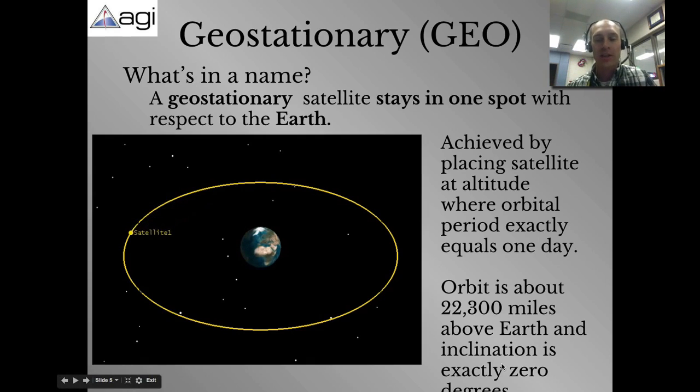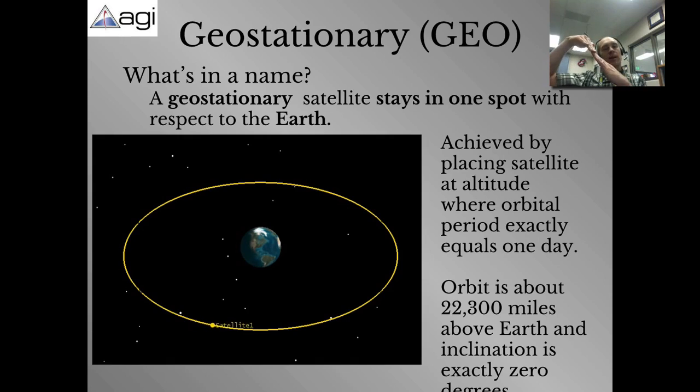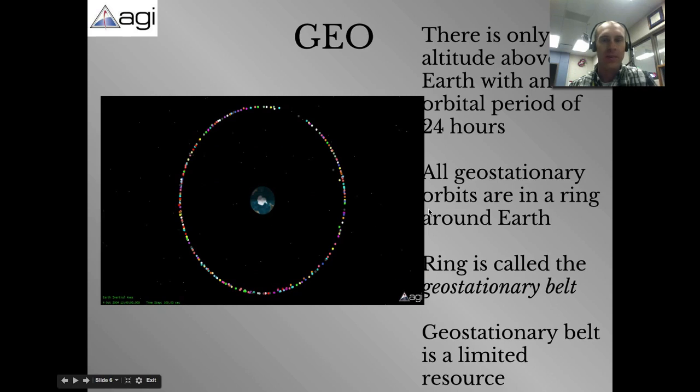The angle of inclination is exactly zero, not usually, it's exactly zero, because if you're a little bit higher, or you have a different angle of inclination, you're not really going to be geostationary anymore, because you're not pointing in one spot. You would be seeing different parts of the Earth. So that is geostationary, an inclination of zero. There is only one altitude above Earth with an orbital period of 24 hours.